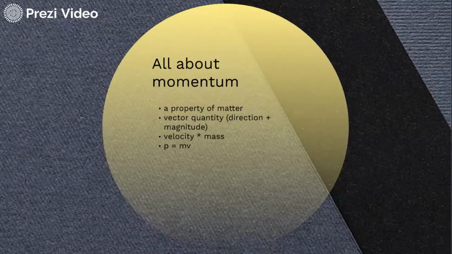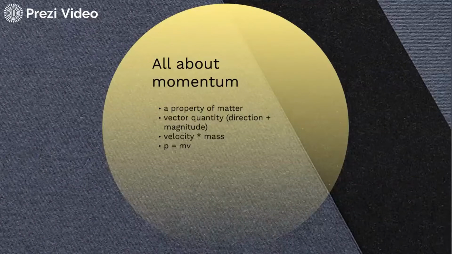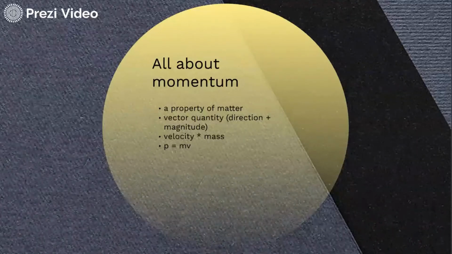So, for example, you can have negative momentum in an equation where you're assuming that movement to the right is positive and movement to the left is negative. So negative momentum may be possible, and that will become relevant later.